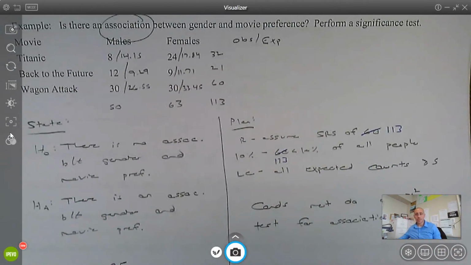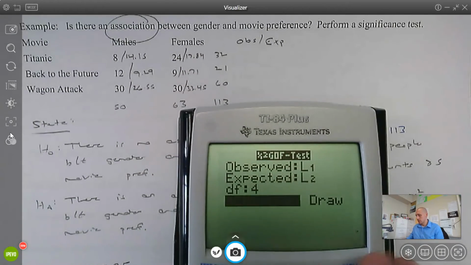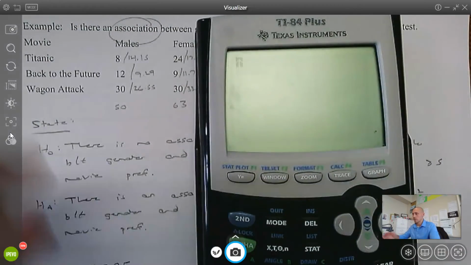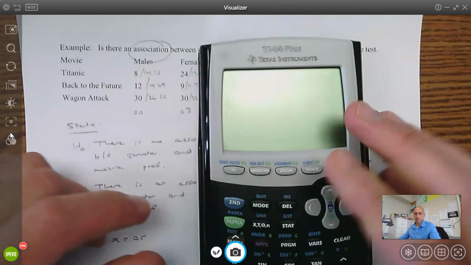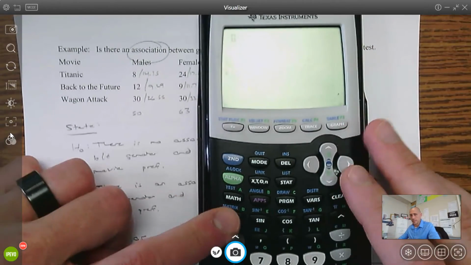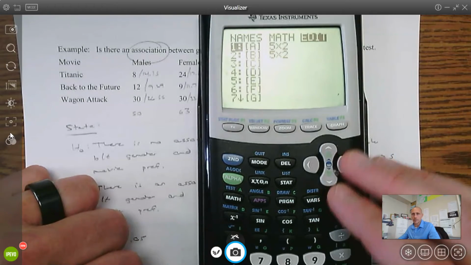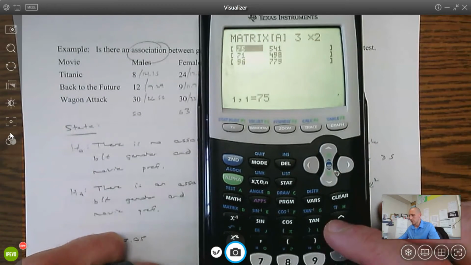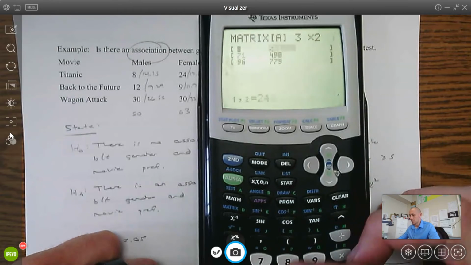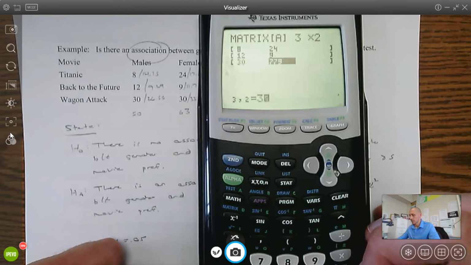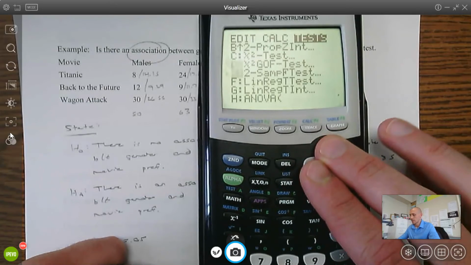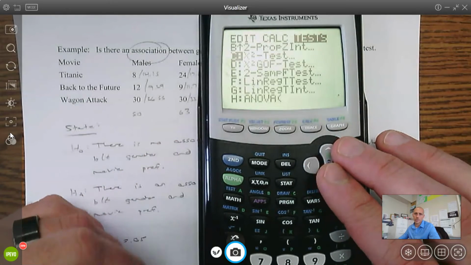Large counts condition. This is where you have to do the matrix in the calculator. I'll just show you those couple of buttons. It's second, then x to the negative first. You're going to go over to edit. Put in the number of rows and columns, not including totals. And then I type in my counts. Then you're going to run your test, but just chi-squared test.